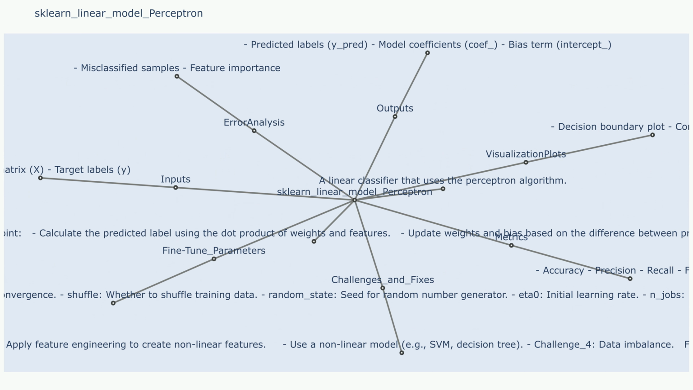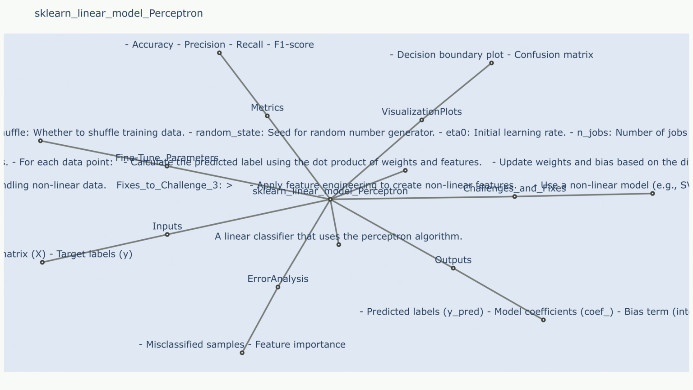Visualization plots. Decision boundary: a plot that shows the hyperplane learned by the algorithm. The hyperplane separates the data into two classes. Confusion matrix: a table that shows the number of true positive, true negative, false positive, and false negative samples.